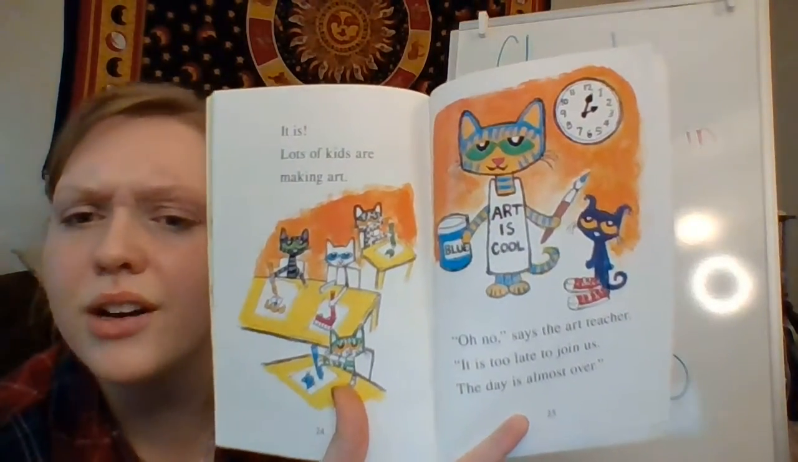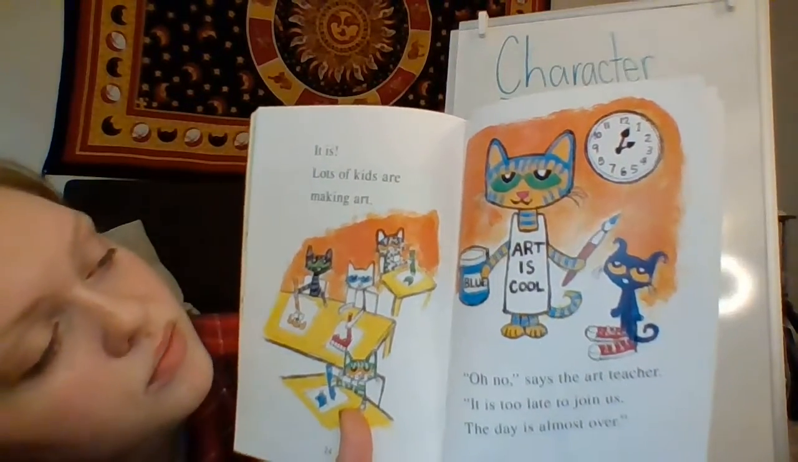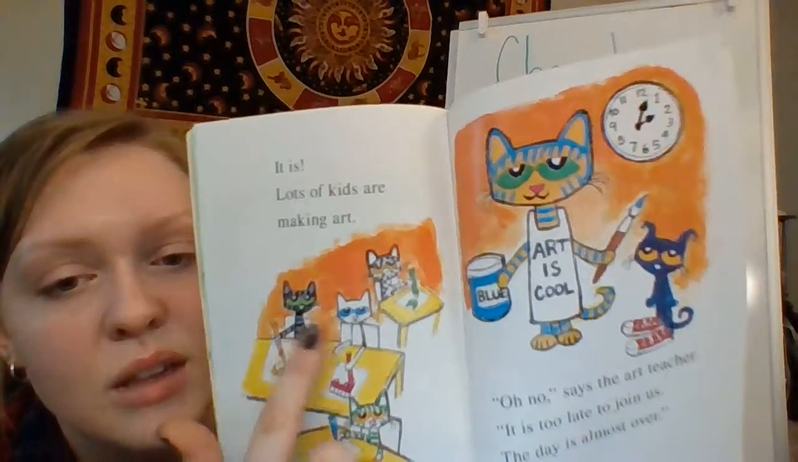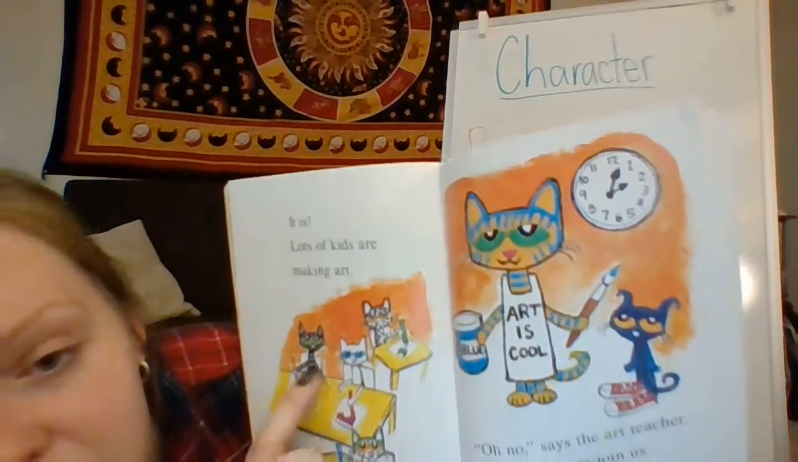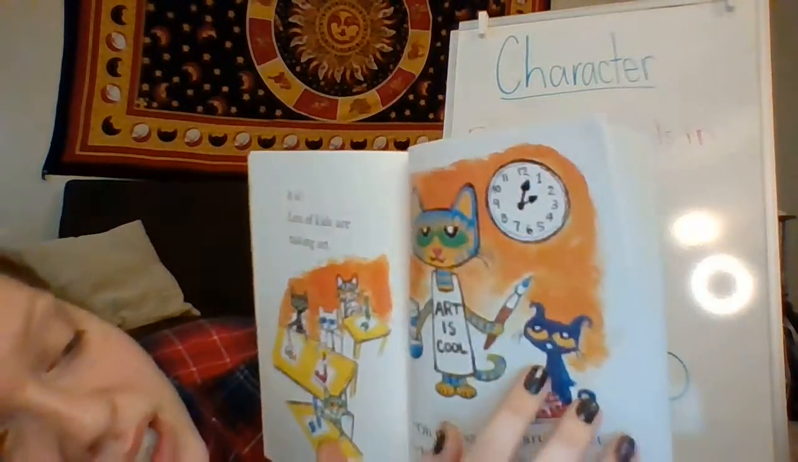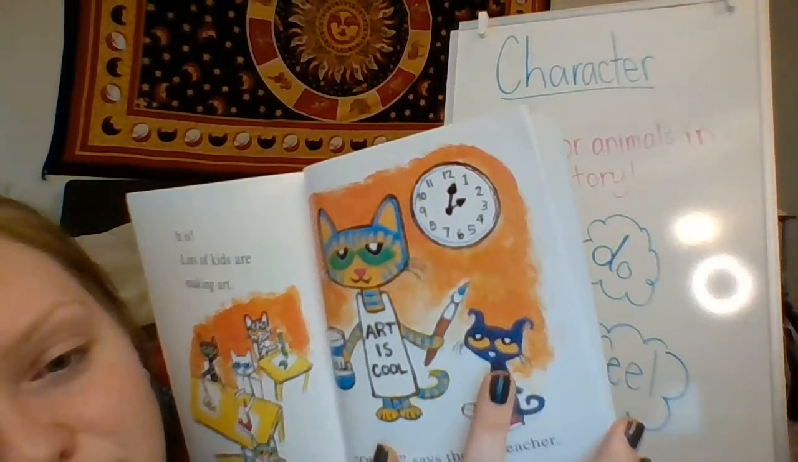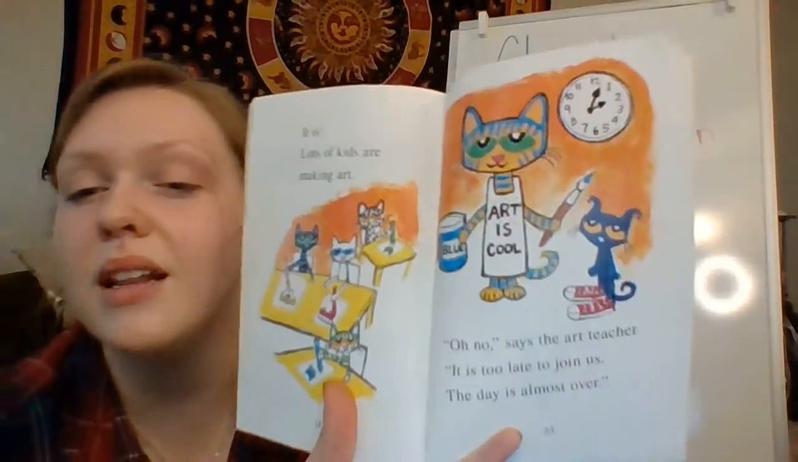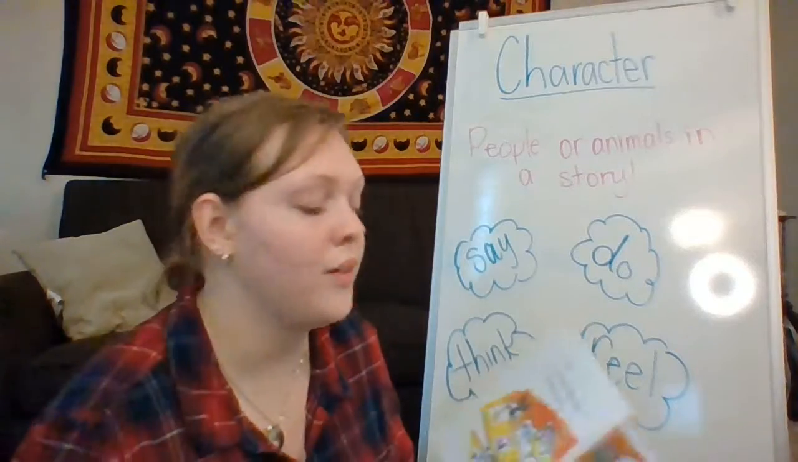I wonder how our characters are feeling now. If you look at their faces in the pictures, these guys look pretty happy that they're doing art. But look at Pete. What does he kind of look like he's feeling? He looks kind of sad to me. What do you think?